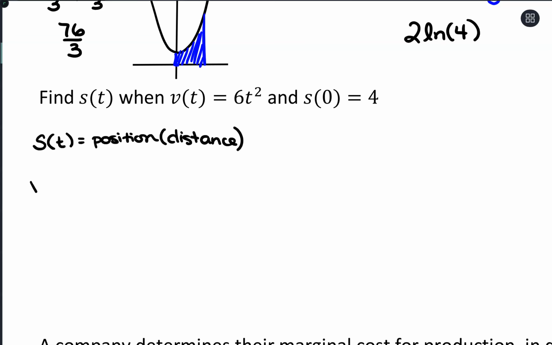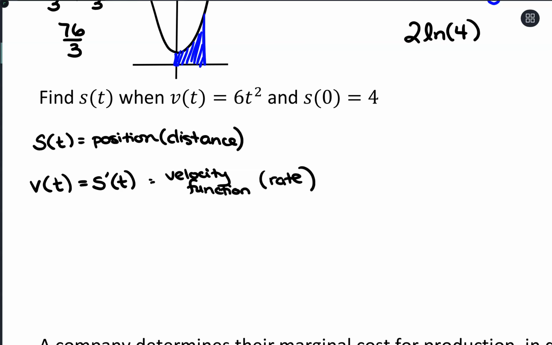V of t is the velocity function, and that comes from the first derivative of s of t. So that's our velocity function. So that would be something like a rate. It would be like miles per hour, something like that. So what we're given is v of t equals 6t squared, and we want to find s of t.